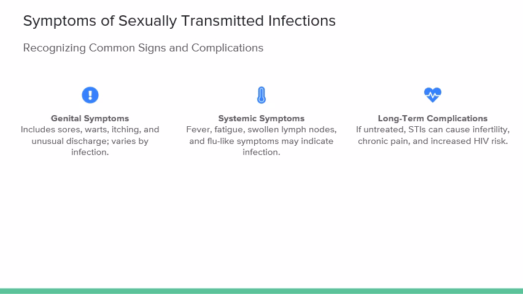If left untreated, STIs can lead to severe long-term complications. These include infertility, chronic pelvic pain, pregnancy complications, and increased susceptibility to HIV. Certain infections, like HPV, can lead to cancers of the cervix, anus, and throat. Understanding STI symptoms and seeking prompt medical attention can prevent further health complications and reduce transmission rates.